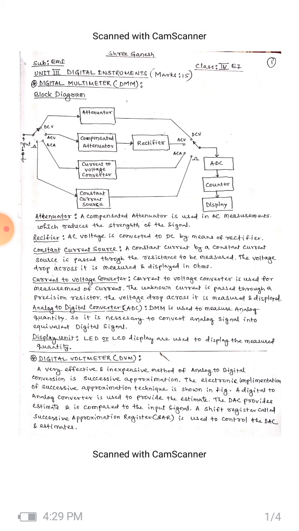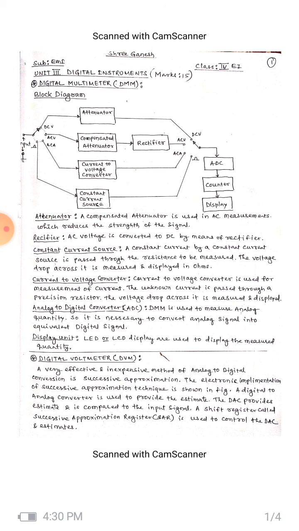Next is the analog to digital converter, that is ADC. The digital multimeter is used to measure analog quantities, so this analog signal needs to be converted into a digital quantity, and for that we use the ADC. The last one is the display unit. LED or LCD displays are used to display the measured quantity. In this way we use the digital multimeter to measure electrical parameters like voltage, current, and resistance.